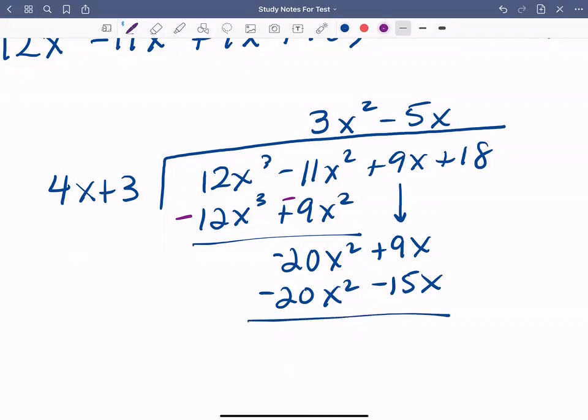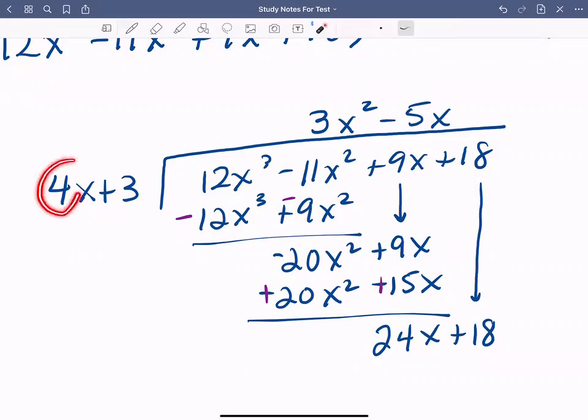Before we add, we need to subtract, sorry, not move it down, but change the signs. We check, does this equal 0? Yes, that means we are golden. We're going to keep moving. So we have 9x plus 15x, which gives us a positive 24x. And then we're going to bring down the 18, and we can keep going.